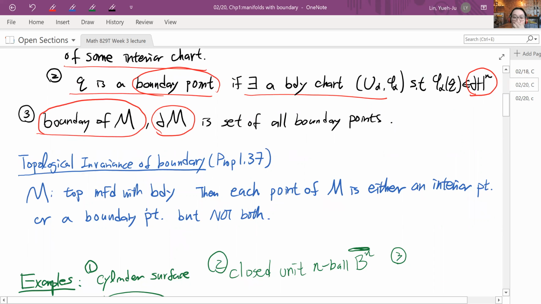So what's a smooth atlas? You collect all the charts where the domains cover the whole M, and also all the transition maps are diffeomorphisms, then this gives you a smooth atlas. And what's a smooth structure? Same thing. You take the maximal smooth atlas, then that's the smooth structure. So basically, this is what we call a smooth manifold with boundary.